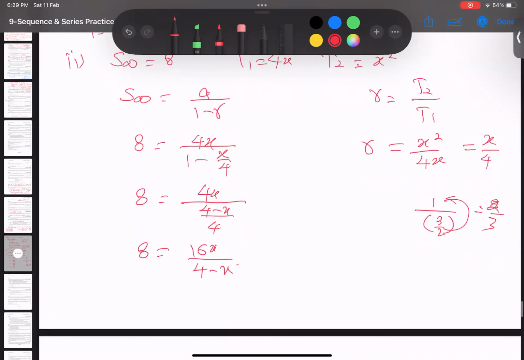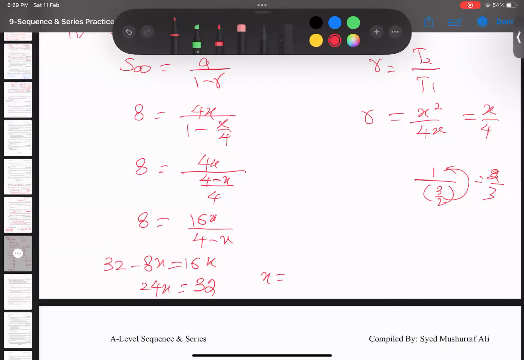Now cross multiply: 8 times 4 is 32, and 8 times 4 minus x gives 32 minus 8x equal to 16x, so it becomes 24x equals 32. Checking the x value: 32 by 24, dividing both by 8, I get 4 by 3 as my x value.